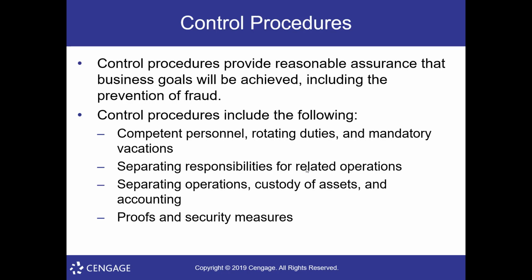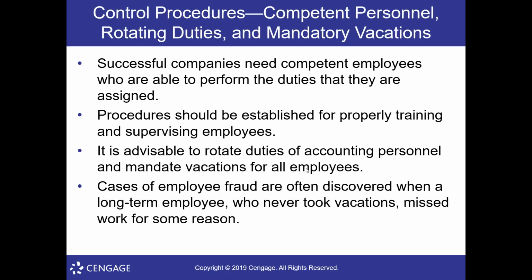So, some control procedures are competent personnel, right? Hiring people that have the skill set, rotating duties, mandatory vacations. One of the key things is when someone will never take a vacation and they won't let the other person see what they do in their job, that can be a telltale sign that they are cheating or stealing. Separating responsibilities for related operations, separating operations, custody of assets, and accounting, proof and security measures.